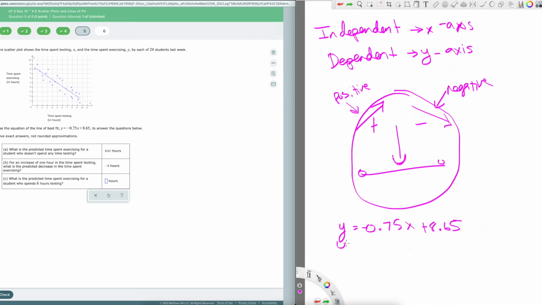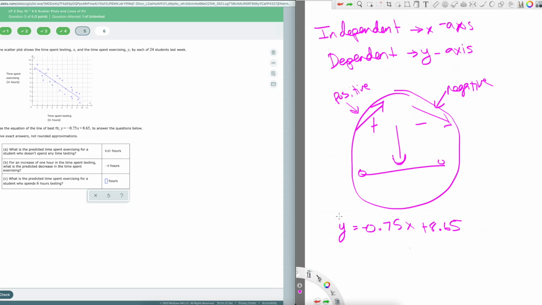So b is my starting point. That's my y-intercept. So that's where I start on my graph. And then my change is the m here that's being multiplied by the x. So those are the two things we practiced a whole lot in the last couple of weeks. It's just those same two ideas. So now part C says, what is the predicted time spent exercising for a student who spends 6 hours texting?